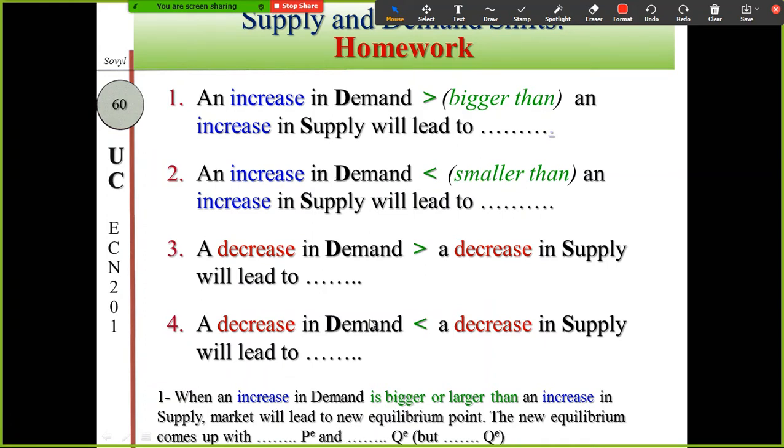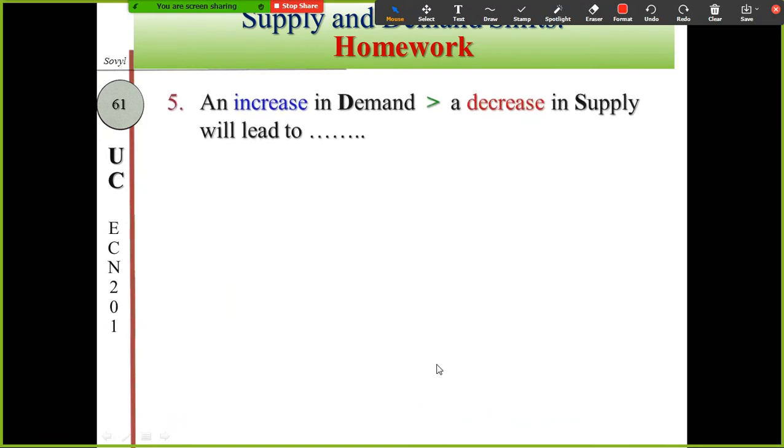Okay, so for every condition you need to draw one graph, and below the graph you need to answer in this style, filling in the blanks. The blanks can be filled by looking at your graph. After drawing, you can see the new equilibrium. Okay, so that is 4, and the other conditions start at 5.